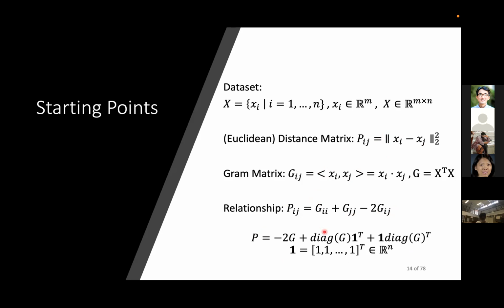What this transpose means is that, given a vector of n dimensions, this is a vector of all the diagonal elements of the Gram matrix. You repeat each element along the same row. For example, if you have G1 to Gn as a column, the first row would be all G1s and the second row would be all G2s. And this one replicates the row vector into a matrix. So this is just the matrix notation for this expression.